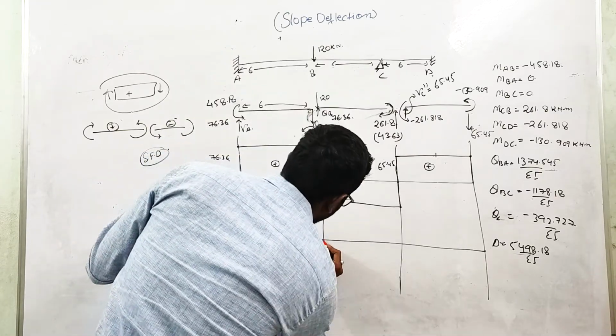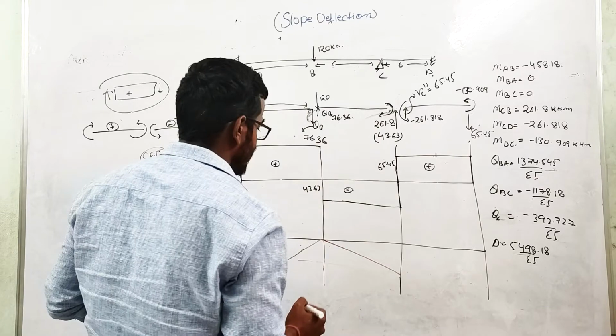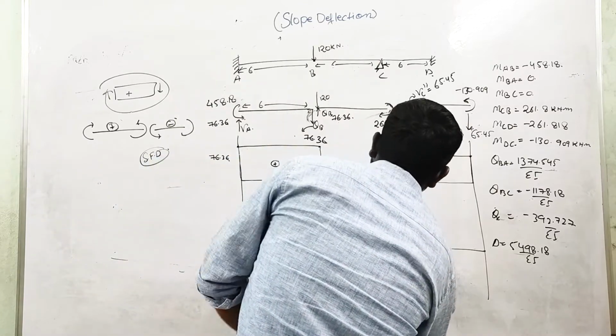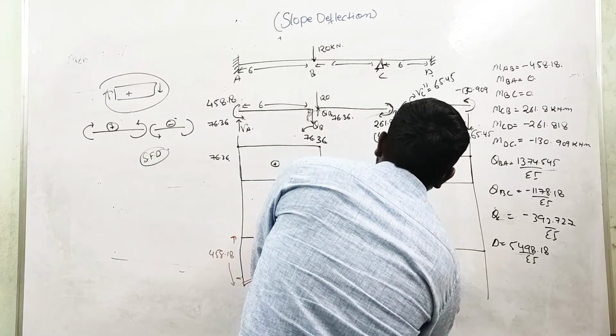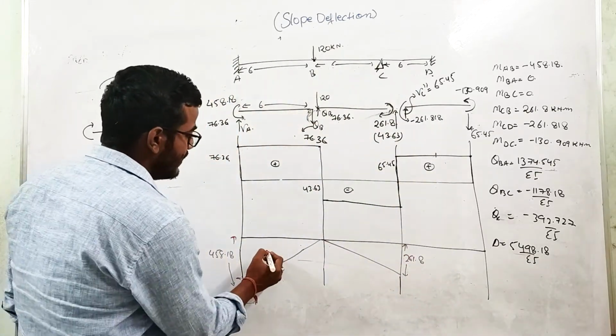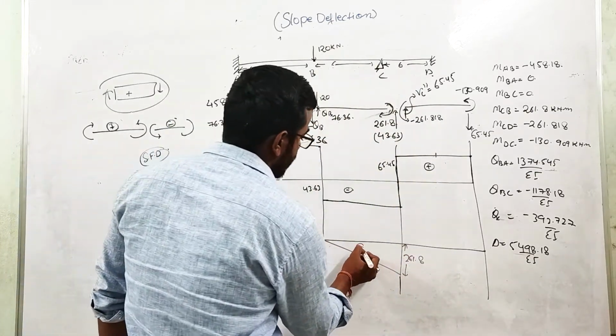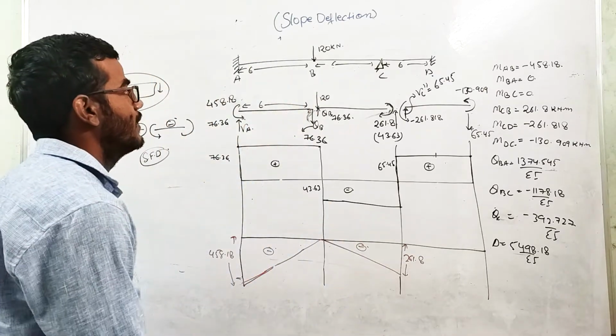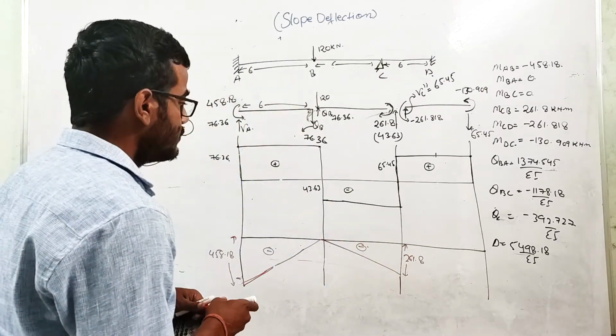from here. Linear variation will be there. And this value is nothing but 261.8 kilonewton meter. Now you can see that this is negative, this is negative. Negative means hogging moment. Okay?